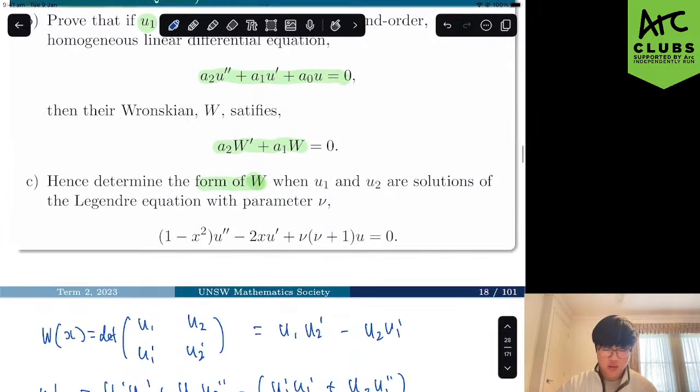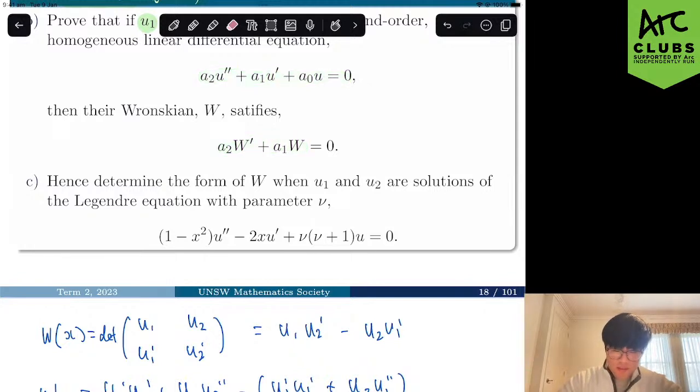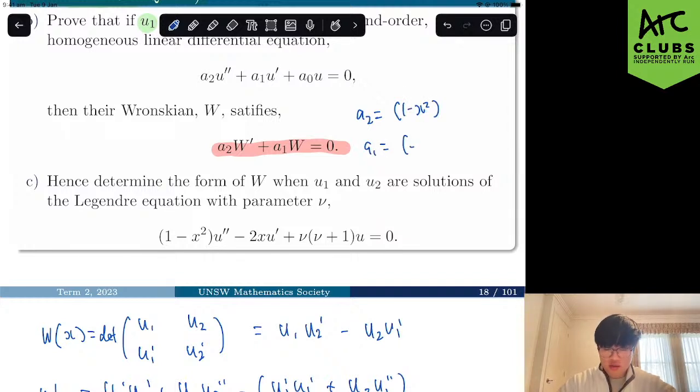All right, the second part of this question says to hence determine the form of W when U1 and U2 are solutions of this equation down here. So clearly since this is the second part of the question, we probably need to use the first part, and namely we'll use this result that we proved. And just note here, A2 is equal to 1 minus x squared, and A1 is equal to minus 2x. So if we use this here, we can then find the form of W. So let's write that out.